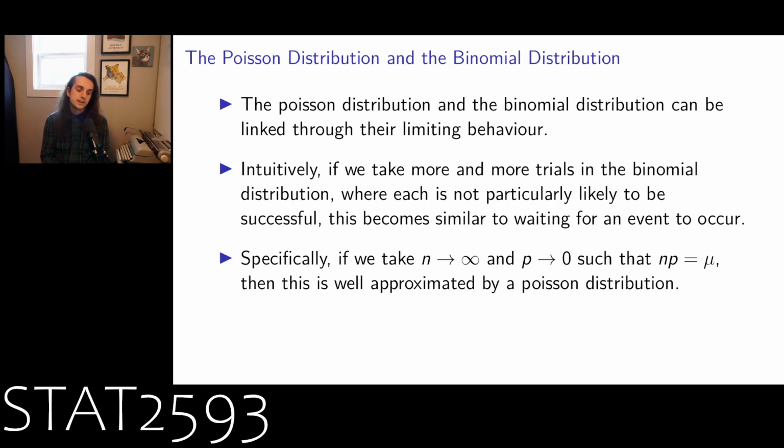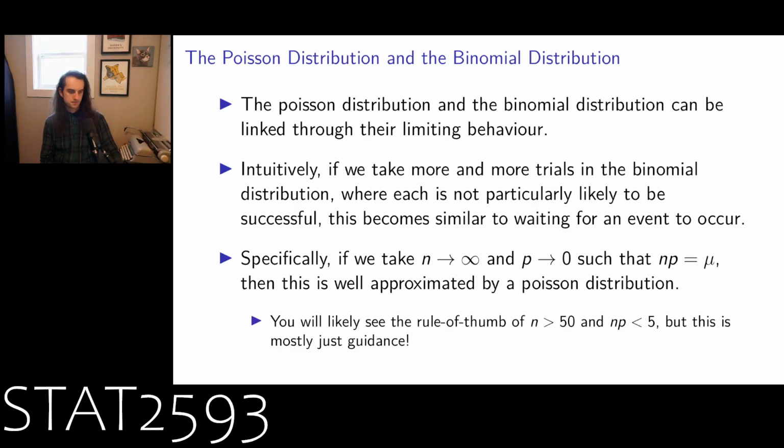So mathematically, if we take n towards infinity and we take p towards 0, such that the product of the two of them is going to equal mu, right? So you're doing this at such a rate as to fix the rate at which n times p occurs, then we can approximate the binomial distribution with a Poisson distribution.